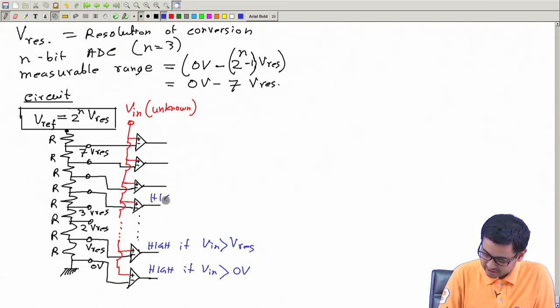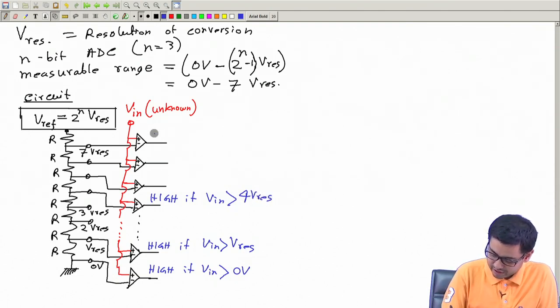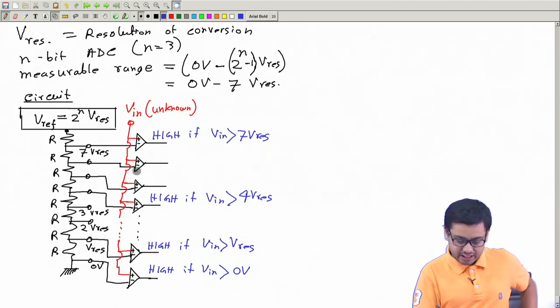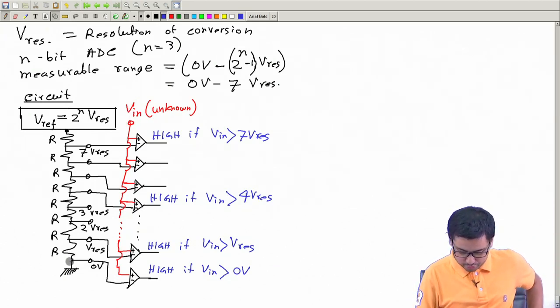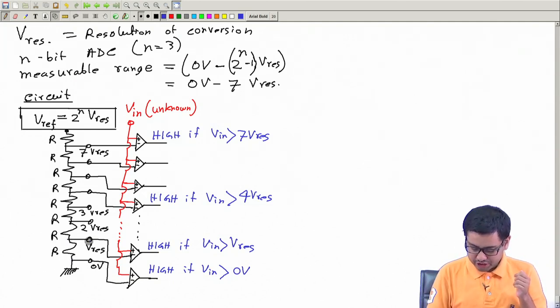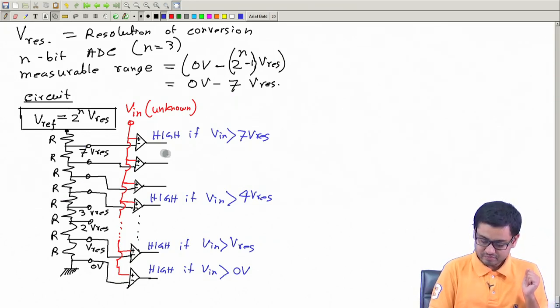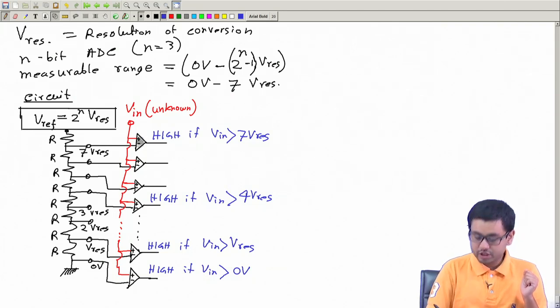Similarly, this will be high if V in is greater than how much? This is 4, so greater than 4 V resolution. Similarly, here I can write this will be high if V in is greater than 7 V resolution, right. So, these comparators tell me whether the input voltage is above 0 volt, above V resolution, above twice V resolution, or thrice V resolution, or 4 times V resolution, or 7 times V resolution, and so on. So, you see all these comparators work together.